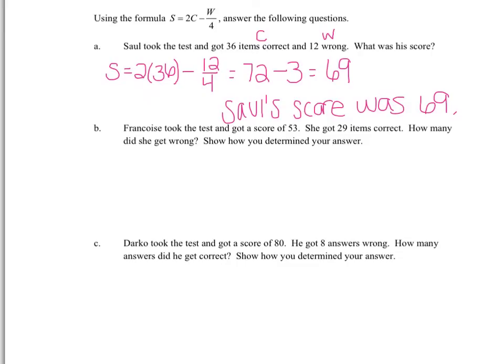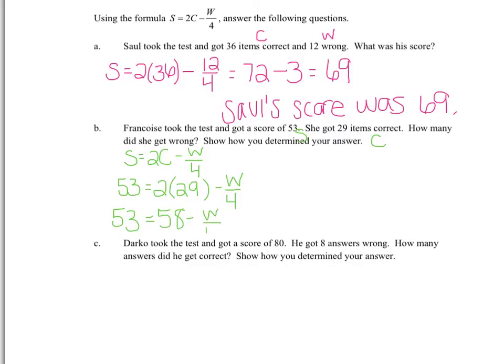On the next question, Francois took the test and got a score of 53. So that's our S. She got 29 items correct. That's our C. How many did she get wrong? That's W. Show how you determined your answer. Well, in this formula, S equals (2C minus W) over 4, we have a score of 53 equals 2 times 29 correct minus W over 4. So I have 53 equals 2 times 29, which is 58, minus W over 4.